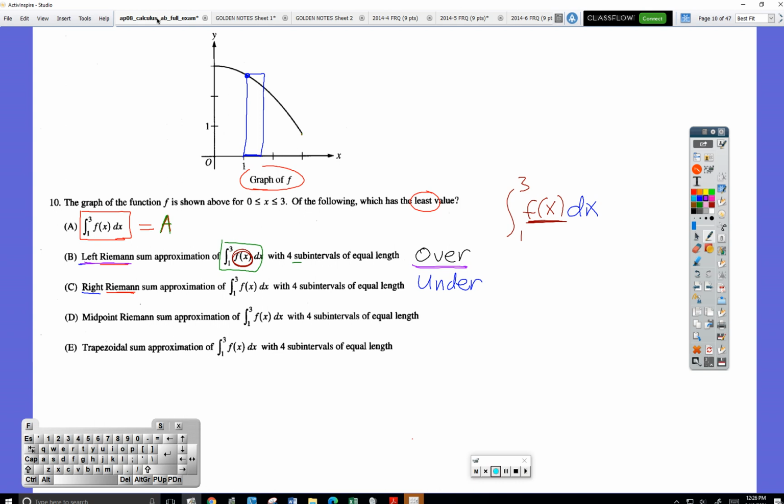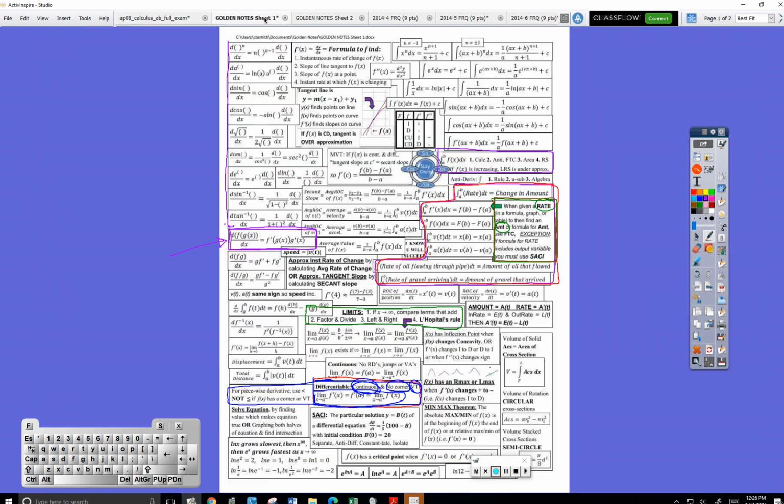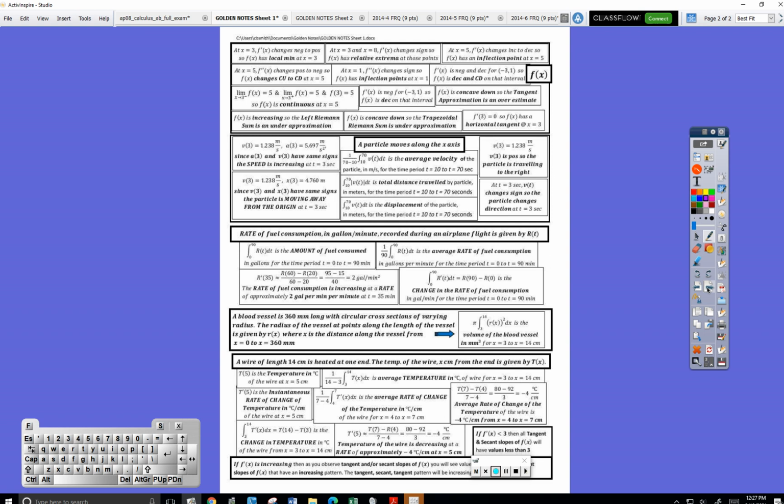Cannot concentrate. The next thing to memorize is, if we're talking about trapezoidal, it's all about the concavity. So if you look at the golden notes, back of the first sheet, there's some notes there to help you. Right here. It's right there.